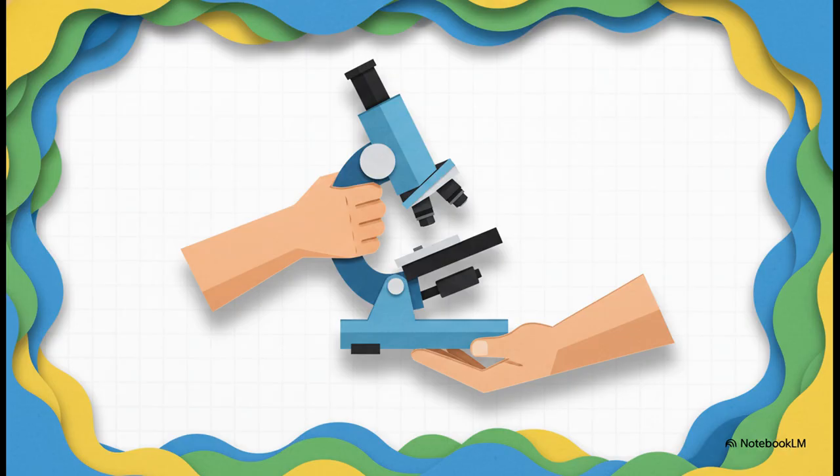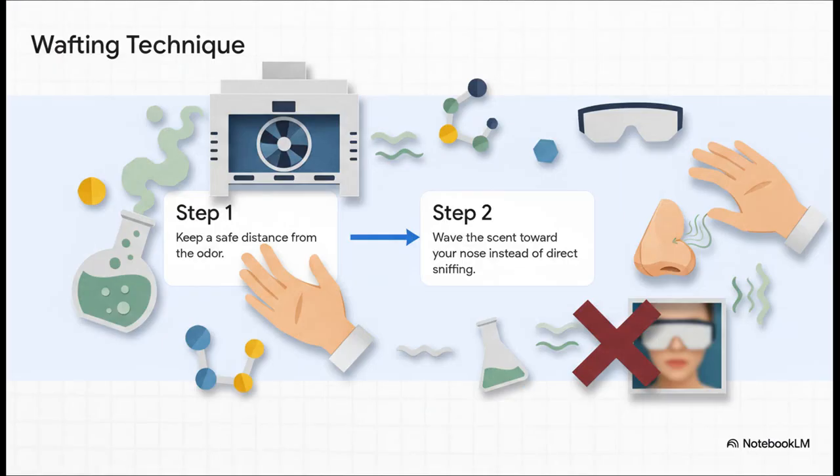Always model carrying a microscope with 2 hands. One hand goes firmly on the arm, and the other hand supports right under the base, every single time. Even if you're just scooting it 3 inches across your desk, you model that 2-handed carry. Microscopes are expensive, precision instruments, and by demonstrating this grip, you're instilling respect for the tools right alongside those vital physical safety protocols. Okay, let's look at another absolutely essential step-by-step procedure, the wafting technique.